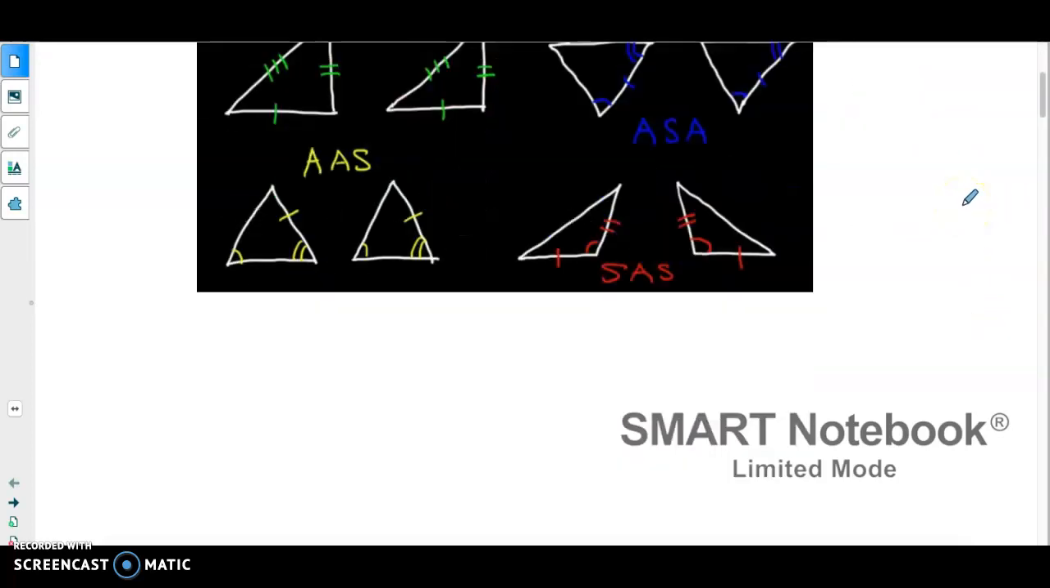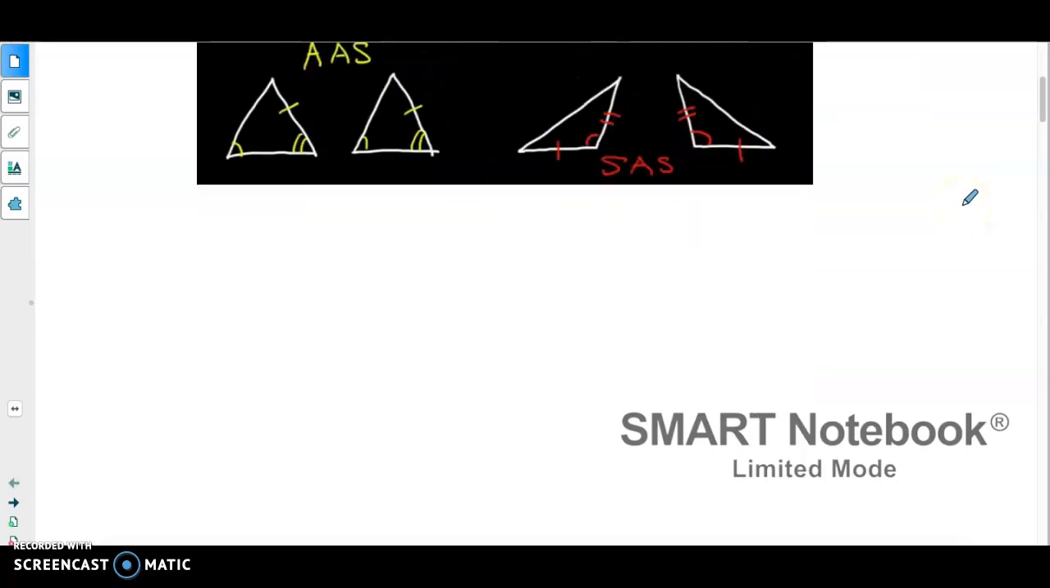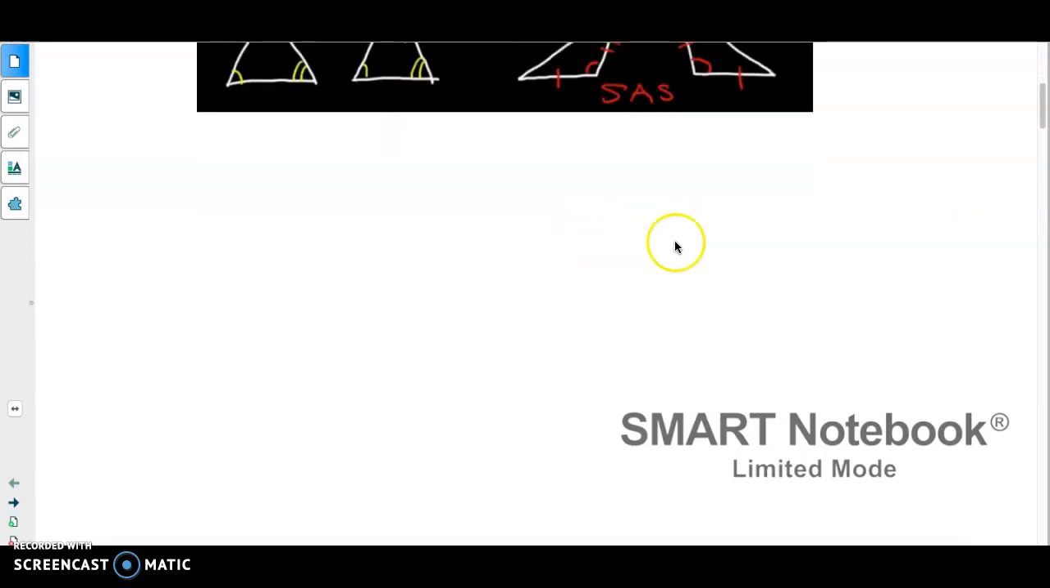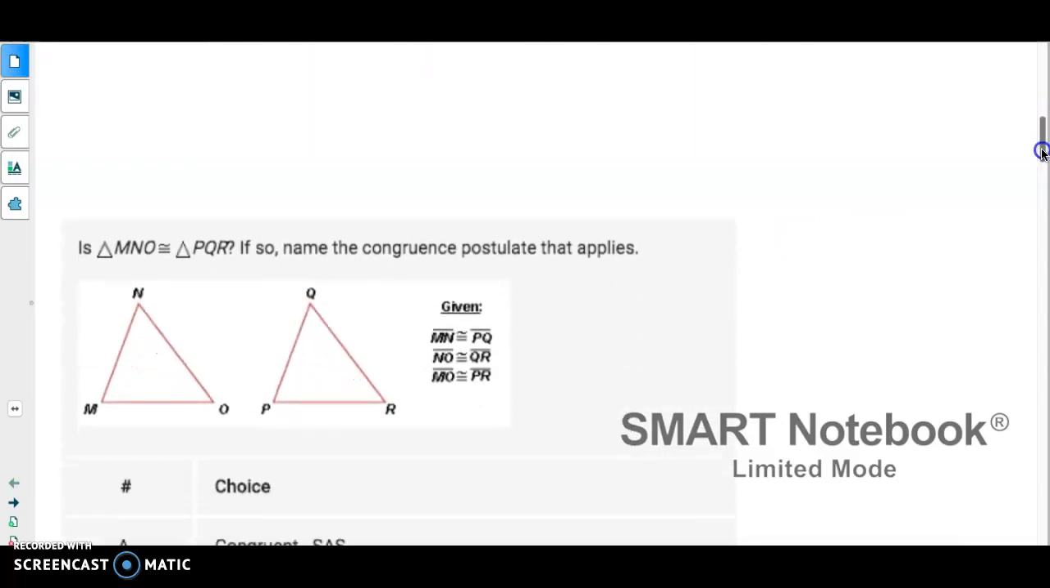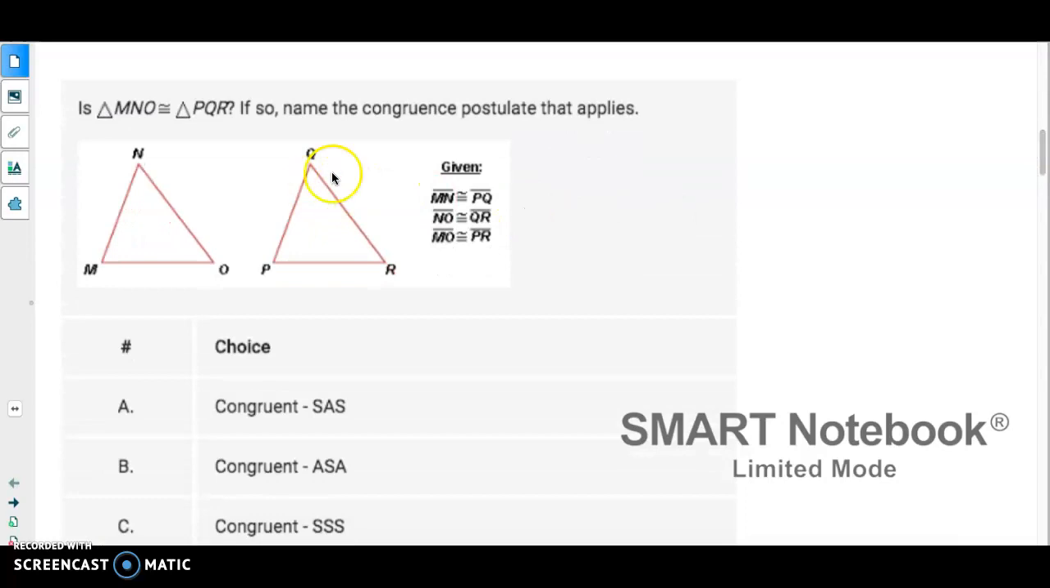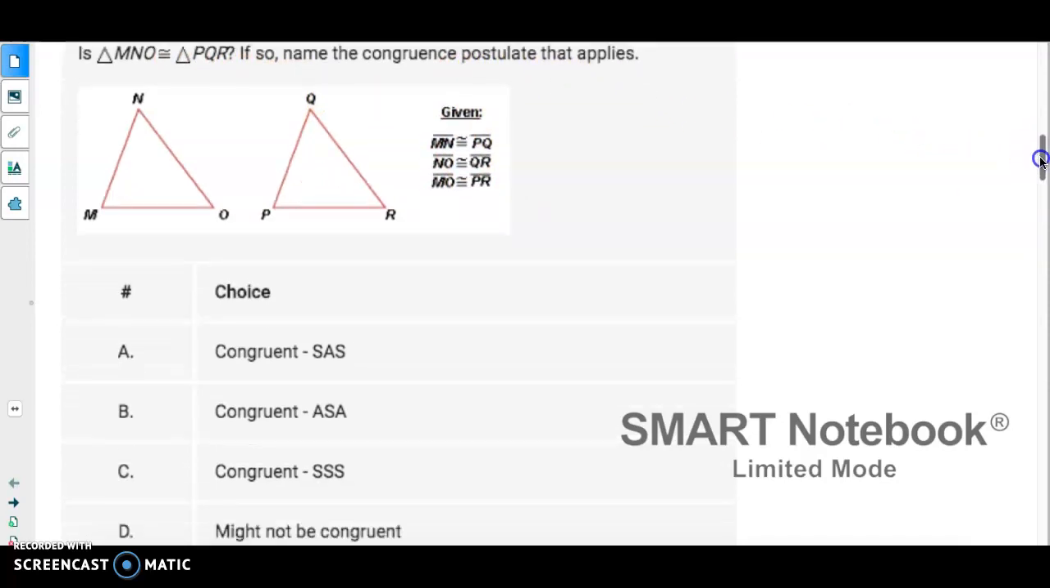So now we're just going to go through a couple of the problems that you've been looking at and see how those work in the quiz. So the first one that we're going to look at, we're given two triangles here, and then we're given some information. So we need to figure out if it's congruent and how, okay?